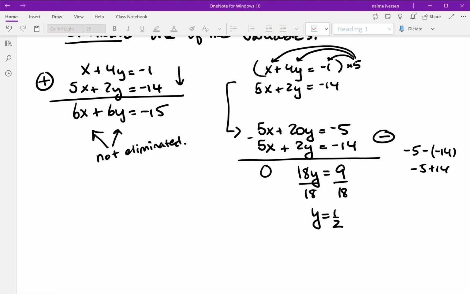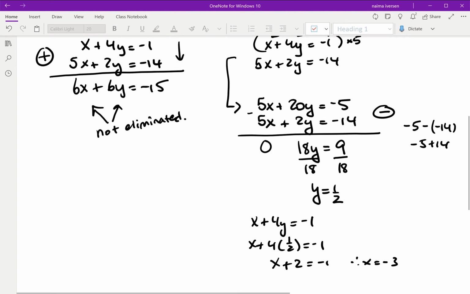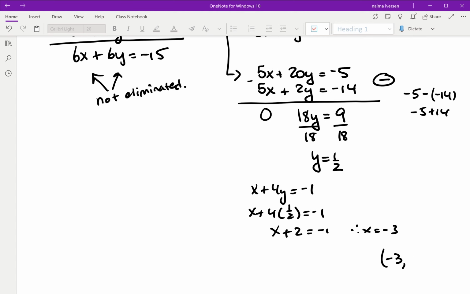When we are going back to plug it in, you can still plug it back into any equation that you want, such as x plus 4y is equal to negative 1. So x plus 4 times 1/2 is equal to negative 1. x plus 2 is equal to negative 1. x equals negative 3. And we still get that same solution, negative 3, 1/2, as we did yesterday.